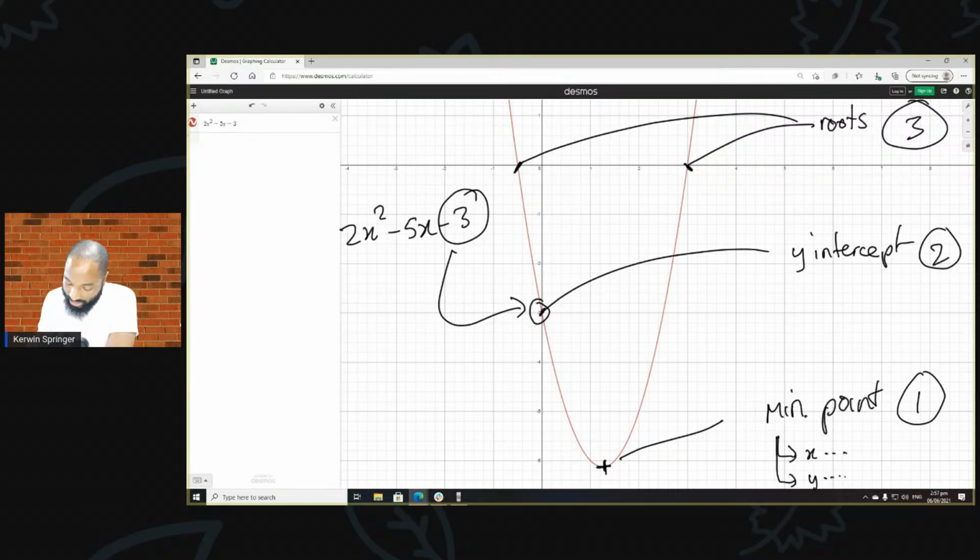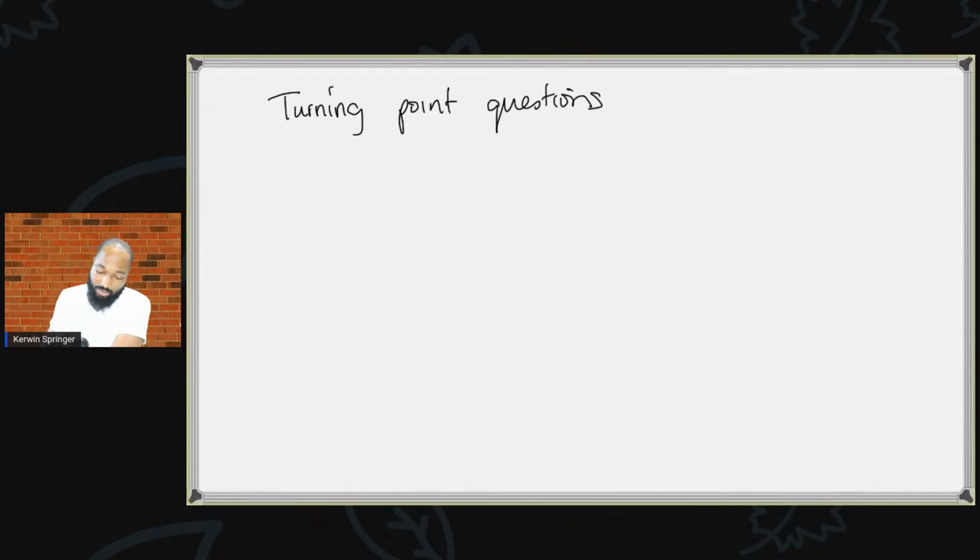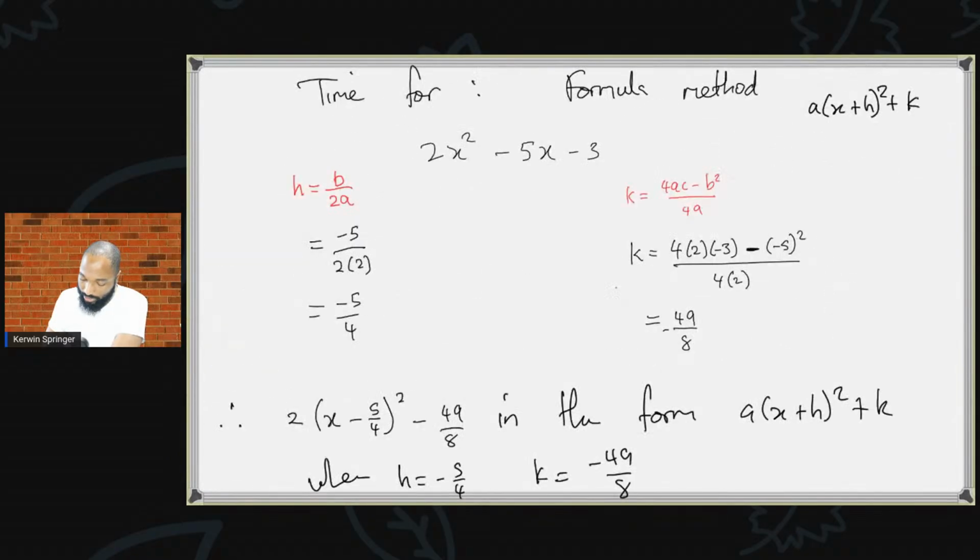What are the questions that could come out of this first part, this minimum point, after you just complete the square? So, turning point questions. Turning point questions. So, you just completed the square. You went from this to this. And now they're asking you questions about the turning point. What can they ask you? Let me tell you.